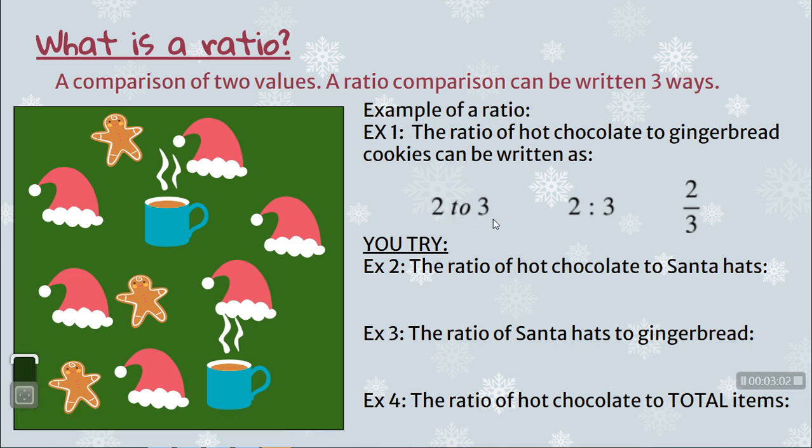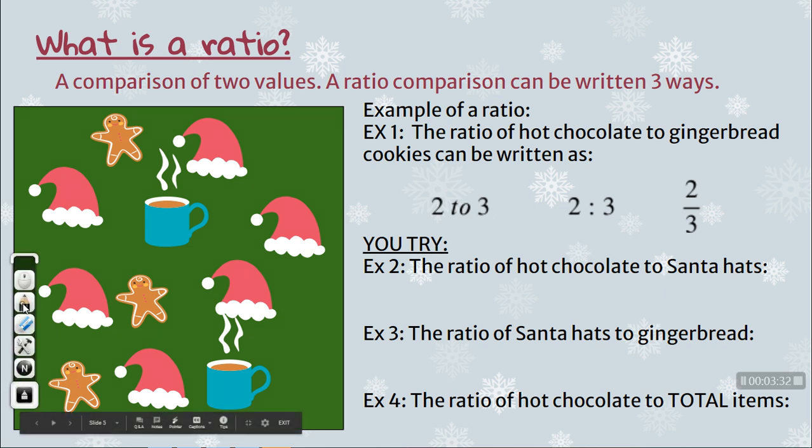Now notice there's three different ways you can write it. You can write it with the word "to." You can write it with the colon, the two dots. And then you can also write it to where it looks like a fraction. This way is my favorite way just because you are already familiar with fractions and ratios are very similar to fractions. So these are the three different ways that you need to know about how to write a ratio. We're going to be practicing those ways.